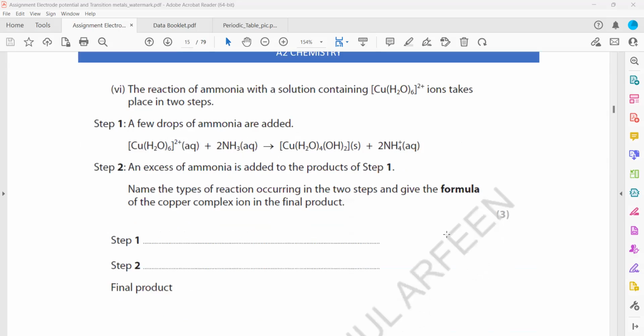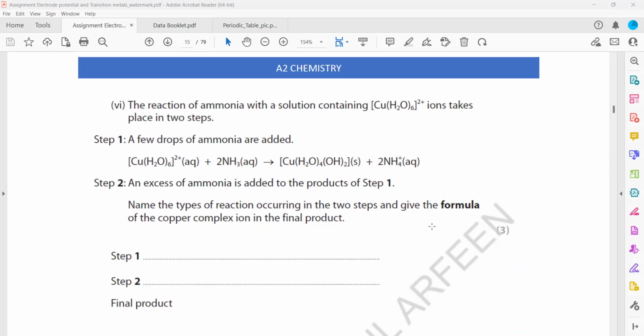Then the reaction of ammonia with a solution containing a complex with water takes place in 2 steps. A few drops of ammonia are added. First, what happened? It is an acid-base reaction. Acids are proton donors, bases are proton acceptors. So here this one is losing protons. 2 protons are lost. That's why it will become 2 OH ions, because when water loses a proton, it becomes OH. And this will form a blue precipitate.